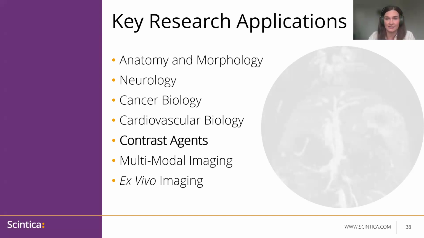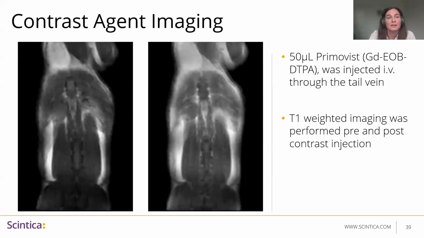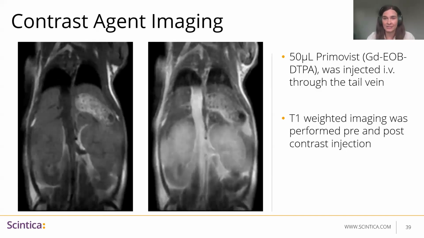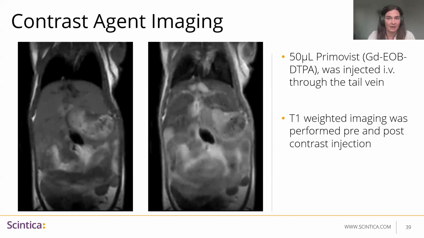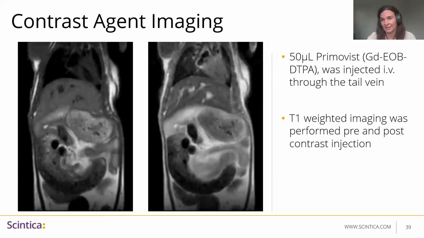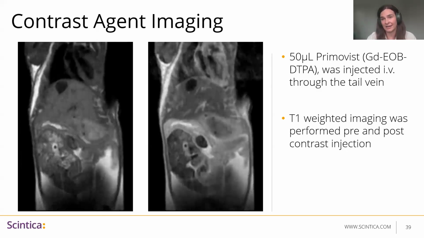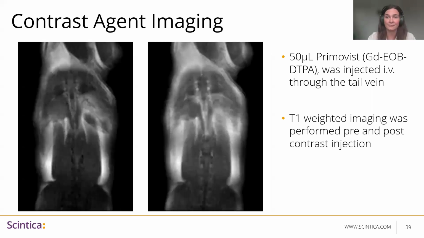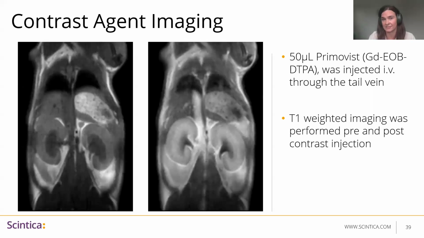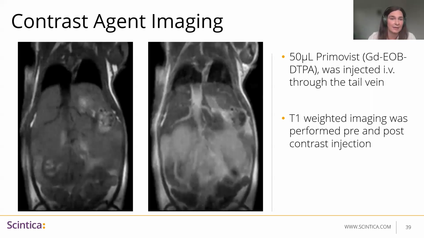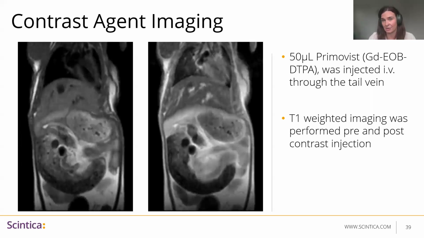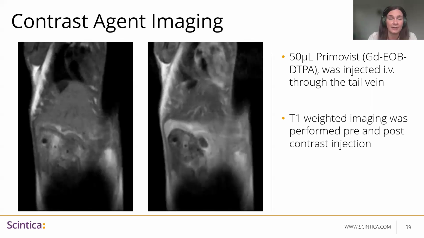Next we'll progress into contrast agents. Contrast agents are a common application on this system, especially gadolinium-based contrast agents. Part of that is because gadolinium-based contrast agents have an enhancement based on the low field that the M series has of 1T, so you have quite a lot of enhancement compared to other systems. This is an example of a 50 microliter injection of Primovist, which is a gadolinium-based contrast agent that was injected through the tail vein.